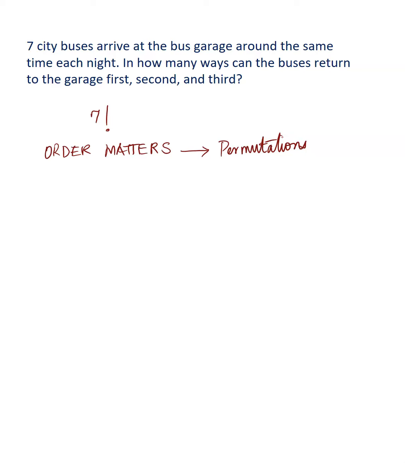So what we're trying to do is, out of the 7 city buses, we're trying to choose 3 buses that arrive in a particular order, right? So then we go with 7P3. As per the formula, it will be 7 factorial over 7 minus 3 factorial, which is 7 factorial over 4 factorial.